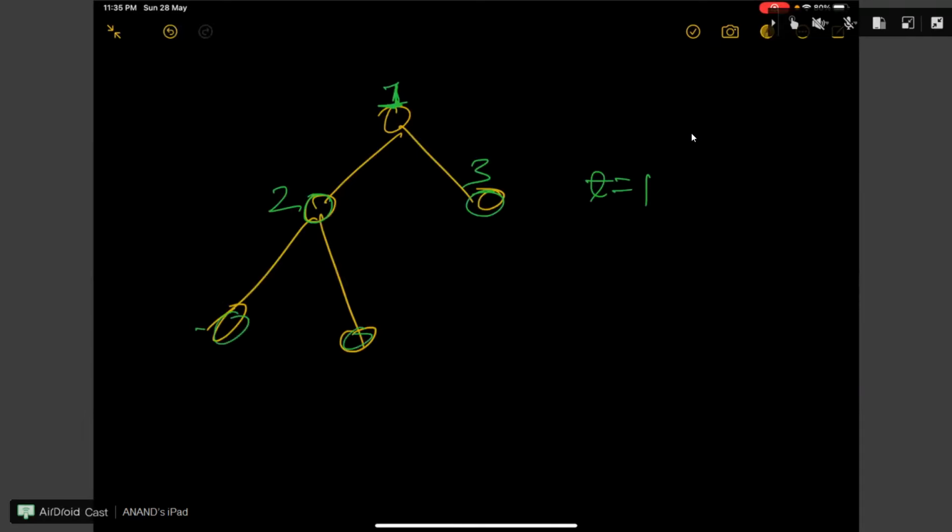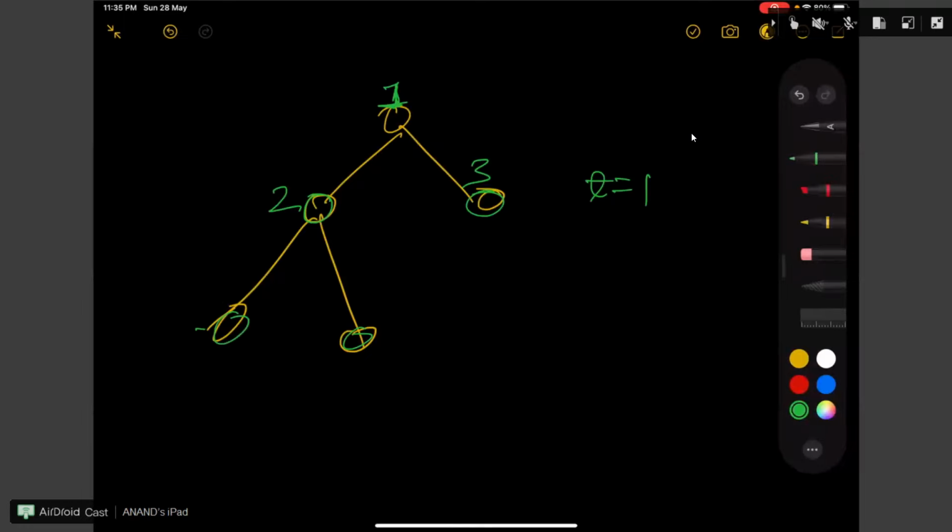Okay, so the observation here is that you can draw a node V if and only if you have drawn its parent. Because see, we have drawn 2. Why? Because 1 was already drawn. We have drawn 3. Why? Because 1 was already drawn. So at t is equal to 0, the parent was drawn.